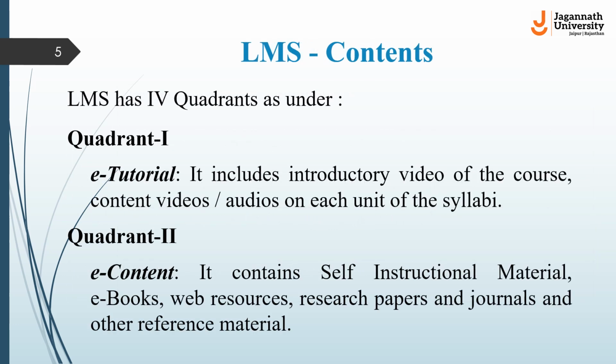LMS content. LMS has 4 quadrants as under. Quadrant 1, e-tutorial, which includes the introductory video of the course, content videos or audios for each unit of the syllabi. So your syllabi has 15 units. So from each unit of the syllabi, you have an e-tutorial which is in the form of a content video or audio. Then quadrant 2, it contains self-instructional material, e-books, web resources, research papers, and journals along with other reference material.